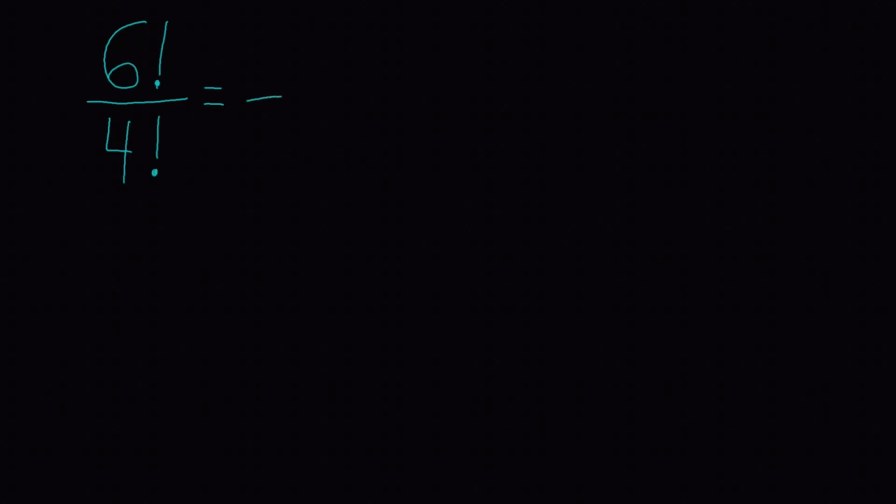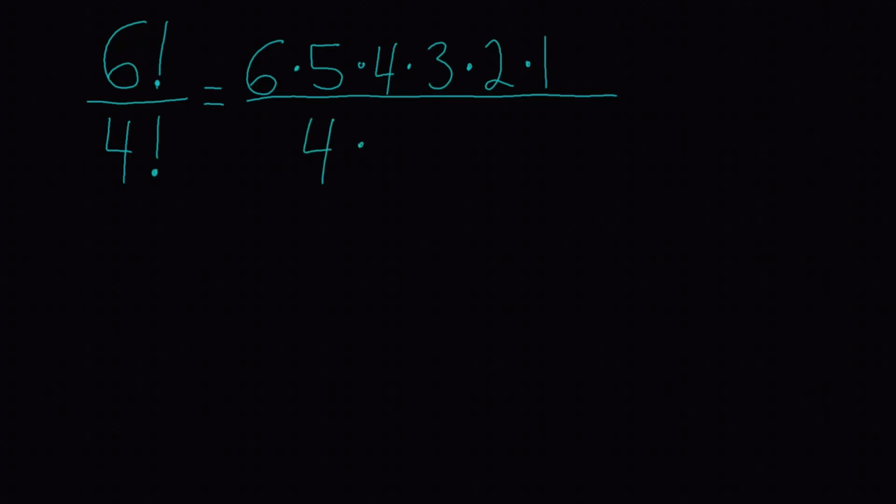Now, remember a factorial, I just take whatever number I have, so in this case 6 factorial, and I put down my number 6, and I multiply it by 1 less than that, which is 5. I do that all the way until I get down to 1. So up in our numerator, we have 6 times 5 times 4 times 3 times 2 times 1. In the bottom, we have 4 factorial. Well, 4 factorial would just be 4 times 3 times 2 times 1.